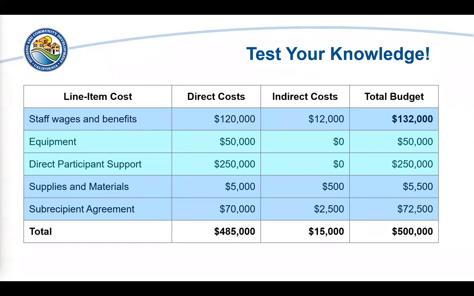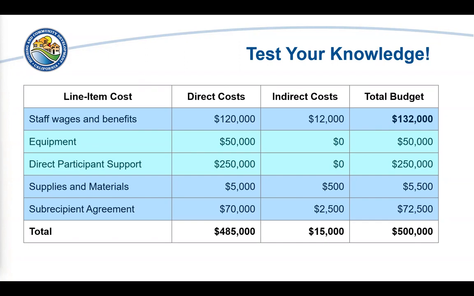For supplies and materials, a direct cost budget of $5,000 plus 10%, or $500, gives you $5,500. The subrecipient agreement is also an MTDC, but only up to the first $25,000 of that subaward is eligible, and therefore only $2,500 can be recouped for indirect costs. So although we had a $70,000 direct cost budget, we can only take 10% of the first $25,000, which equals $2,500. And so the total budget there for direct and indirect costs is $72,500.